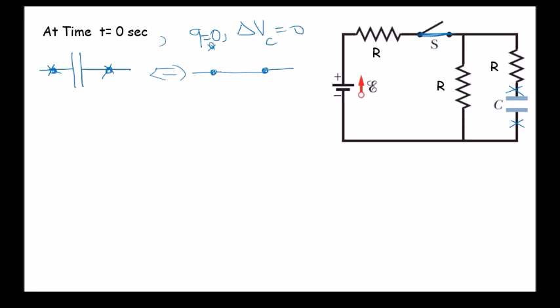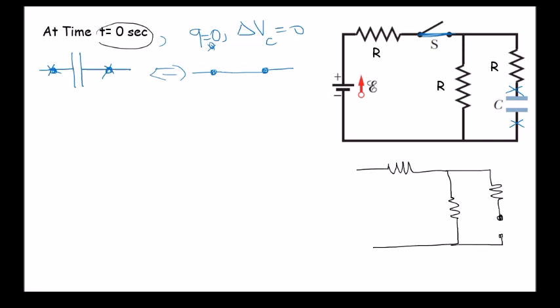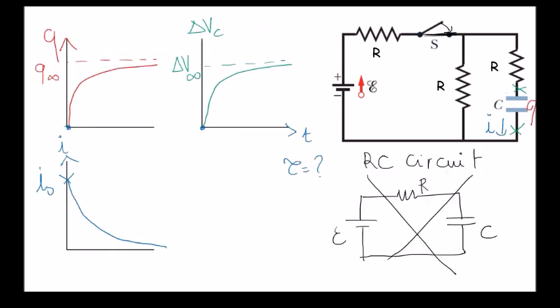So I can draw the same equivalent circuit at t equals 0. Instead of having a capacitor, I draw a wire, R here, and the EMF here. What we don't know actually, if I come back to the next slide, is that at t equals 0 I know the voltage, I know the charge, but I don't know the current. So let's calculate this.